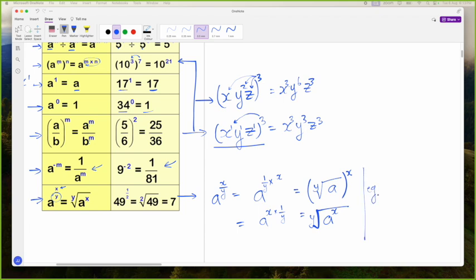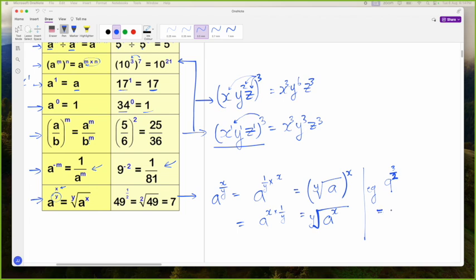So for example, let me see if I have a number. Let me see if I have 9 to the power of 3 over 2, right? That means that the 2 is the root, a square root we're dealing with.